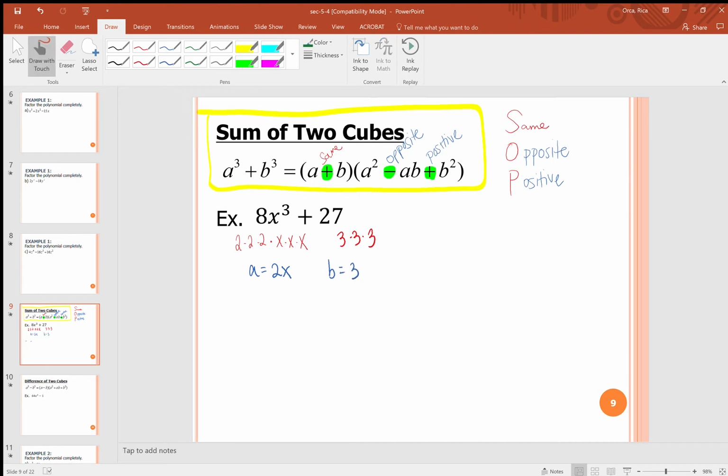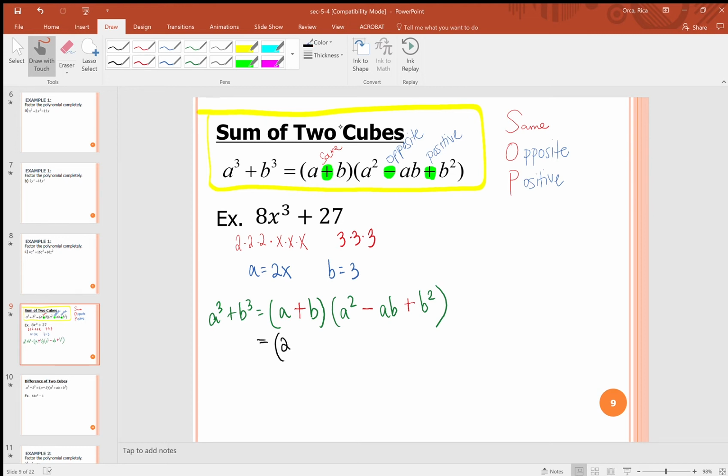What I like to do with any sum of two cubes problem is write out the formula. By writing out the formula, I'm able to see where a and b belong. So it's a to the third plus b to the third. And then I write out the variables: a, b, a squared, ab, b squared. And from there, I fill in the signs using SOP: same, opposite, positive.